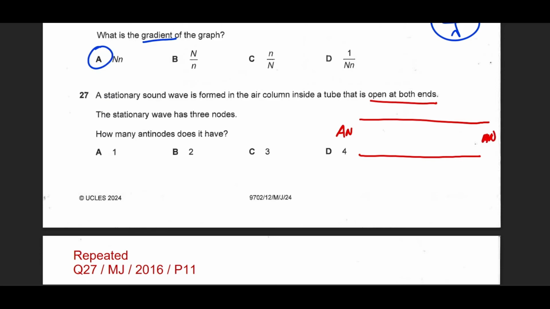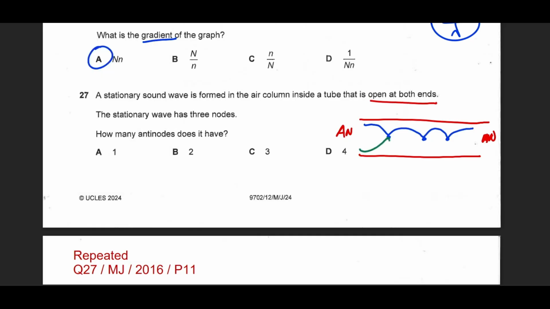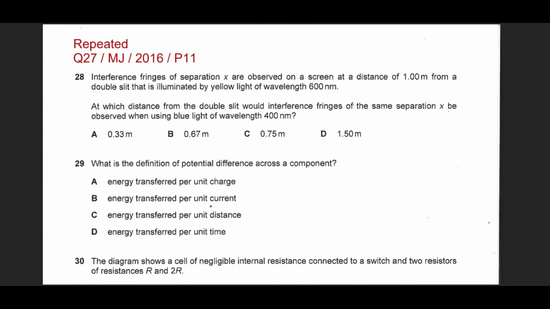It says that there are 3 nodes. Okay, so at the center there will be 3 nodes, like this, and like this, and then like this. So something like this will be made inside the tube, because on the open ends there needs to be an antinode. So then he asks how many antinodes are there. This is one antinode, antinode number 2, antinode number 3, and antinode number 4. So there will be 4 antinodes in the current scenario. Question number 28 is a repeated question again.